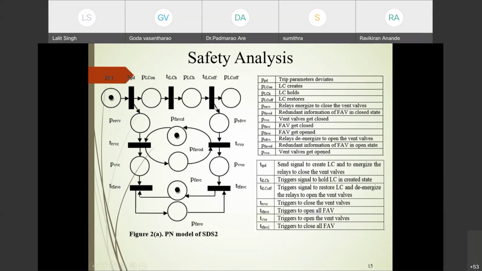And when I have finished the injection, and suppose I have turned off the logic condition to off, then my first action would be to de-energize the relay to open all the vent valves, right? So PRDVV basically represents that the relay has been de-energized to open all the vent valves. And TVVO represents the trigger to open all the vent valves. And when the vent valves are opened, it is represented by PVVO.